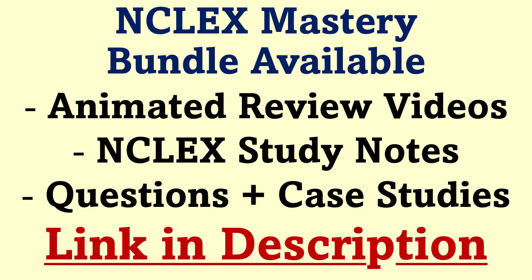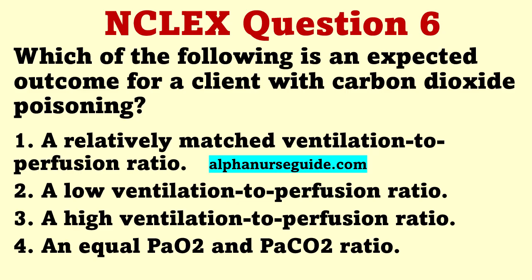Back to the questions. Which of the following is an expected outcome for a client with carbon dioxide poisoning? 1. A relatively matched ventilation to perfusion ratio. 2. A low ventilation to perfusion ratio. 3. A high ventilation to perfusion ratio. 4. An equal PaO2 and PaCO2 ratio. The correct answer is 1. In the normal lung, the volume of blood perfusing the lungs each minute is approximately equal to the amount of fresh gas that reaches the alveoli each minute.